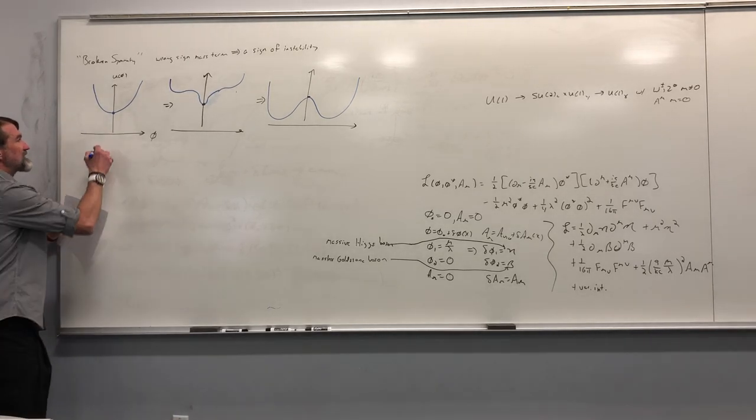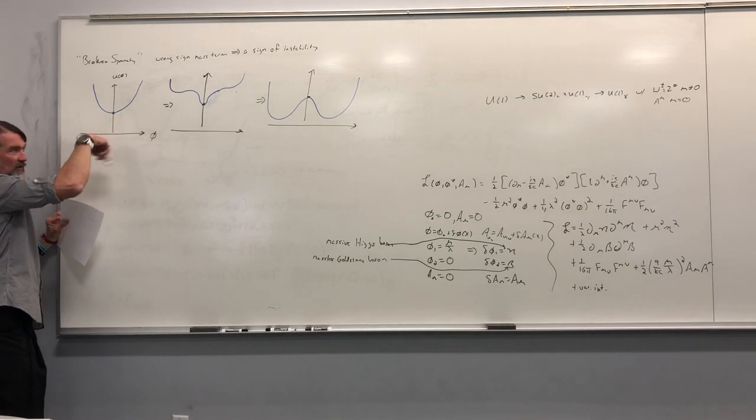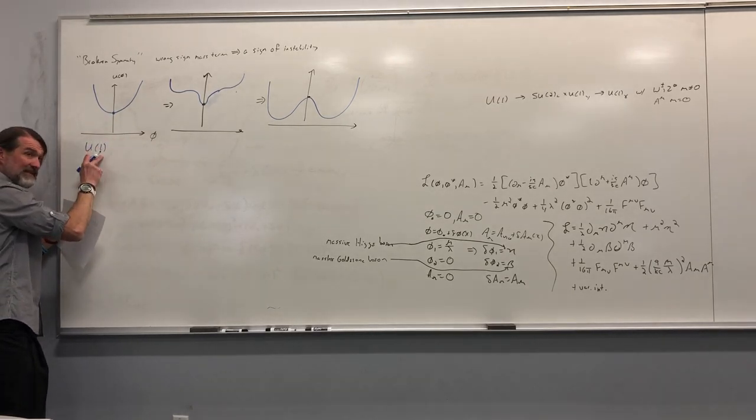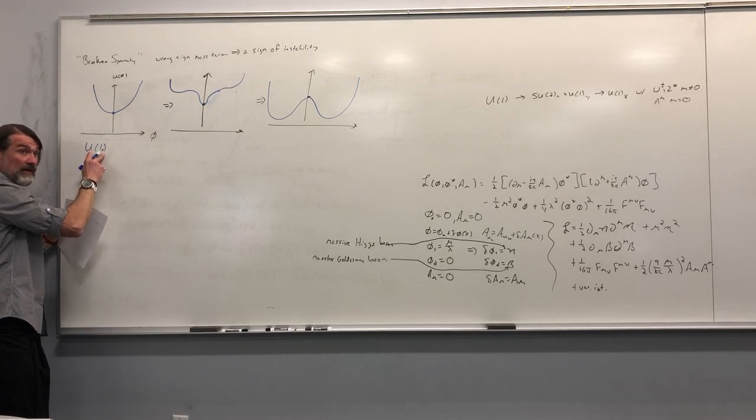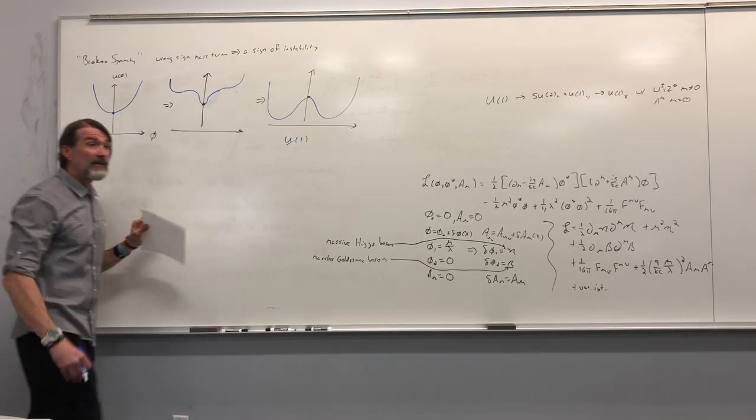So in this case, this has a U(1). This is a discrete, but we just imagine rotating it around the z-axis. This has the U(1) symmetry, and it's a good symmetry. The gauge fields are massless, all that stuff. This one, the U(1) is broken. The gauge fields now have mass.